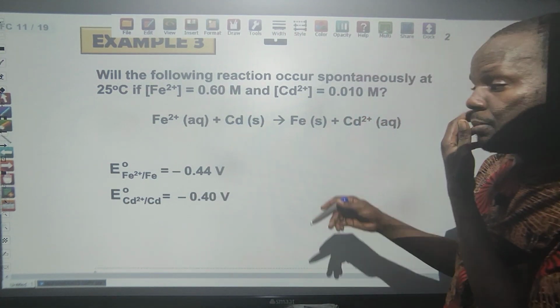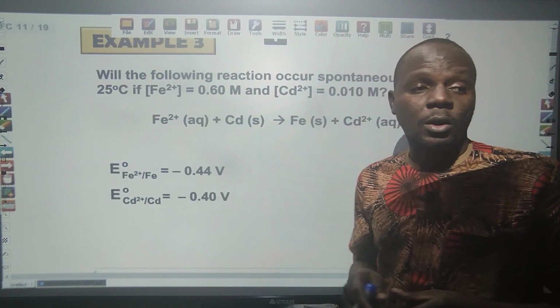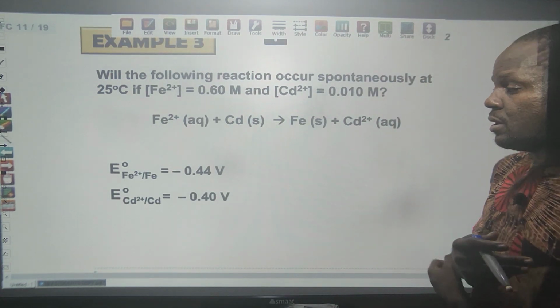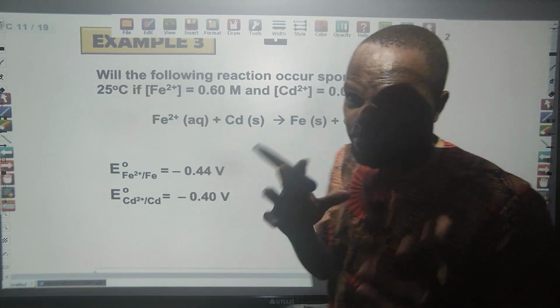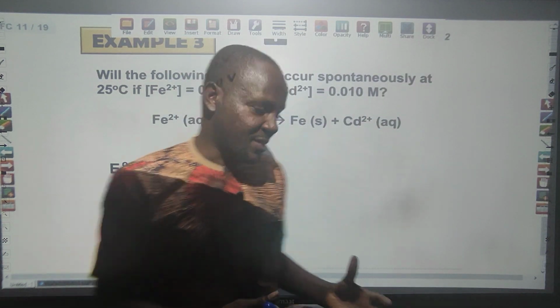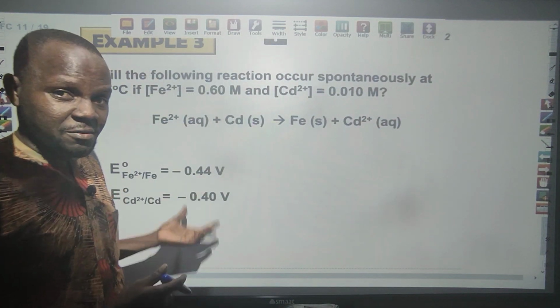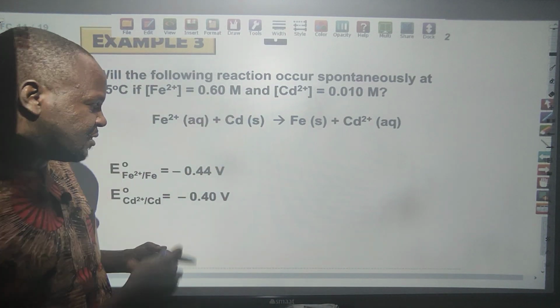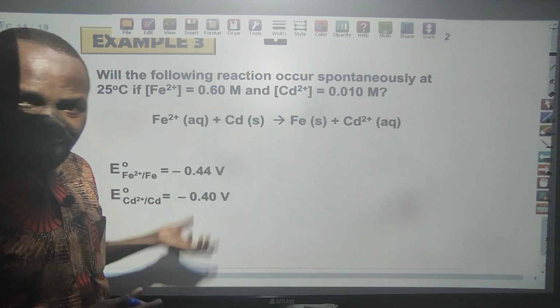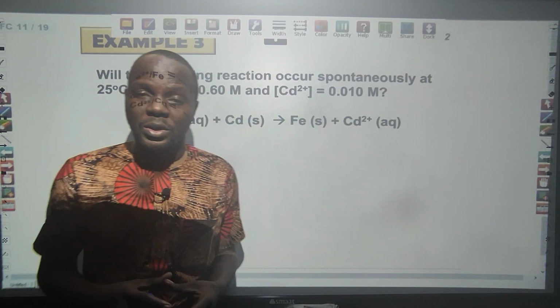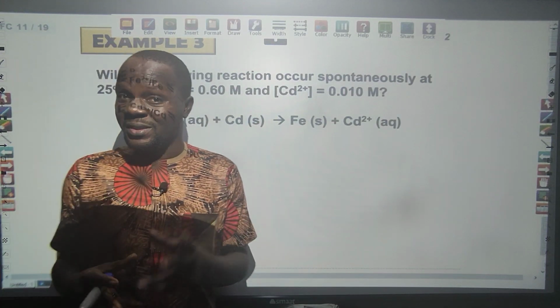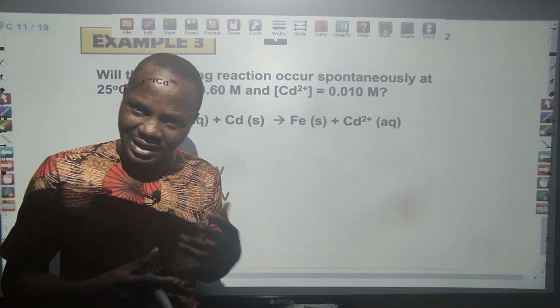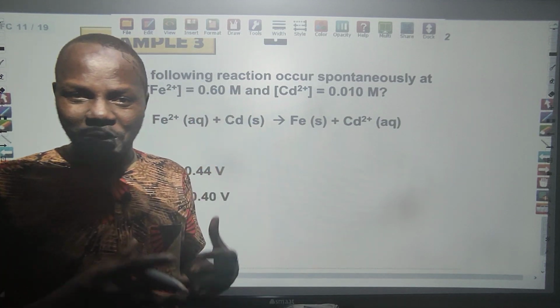Then I told you, the more positive the value, the higher the reduction potential. So if you know one, you know the other. Just compare these. I hope you know the value of negativity. Which one is higher between -1 and -2? You know -1 is higher than -2. I hope you guys have an elementary basic knowledge of mathematics.